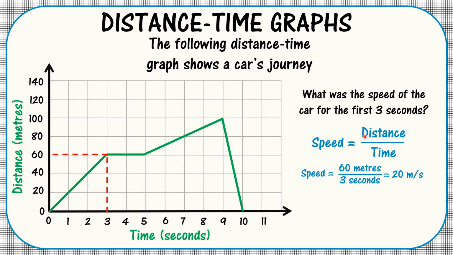So all you're basically doing is finding the distance and dividing it by the time, and that is going to give us the speed.